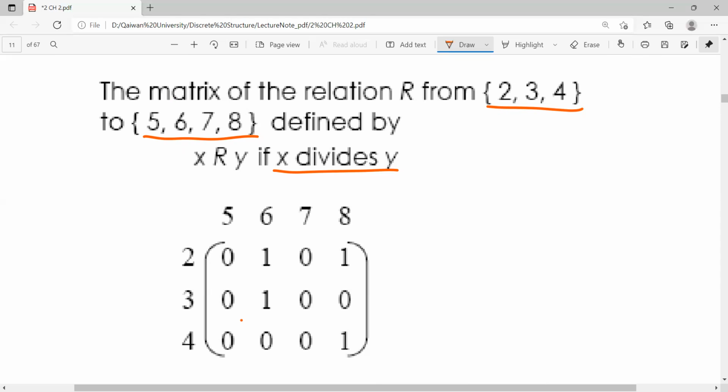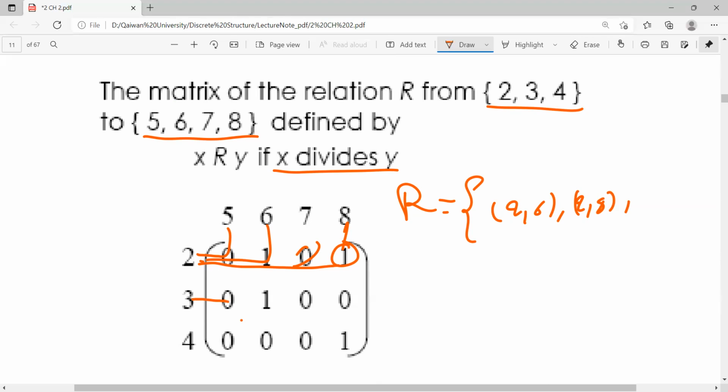Okay. Here it's the matrix form. Let's write down the set form of the relation. We say R equals what? Look, we have no 2 and 5, but we have 2 and 6. We have it because it's 1. And then we have 2 and 8, but we have no 2 and 7 because it's 0. But we have 2 and 8 because it's 1. As you see, this is 1. That means 2 and 8.